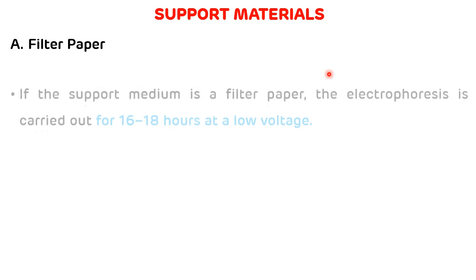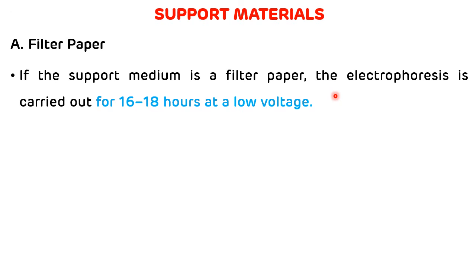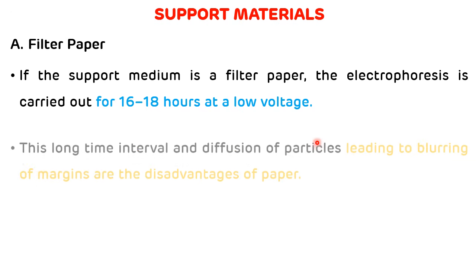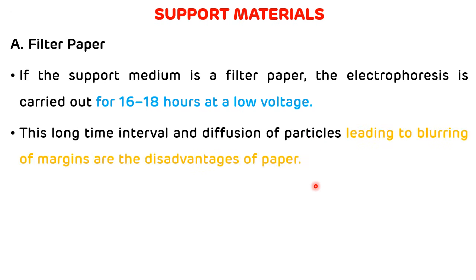Now, what are the various support materials used in electrophoresis? The first one is filter paper. If the support medium is filter paper, then electrophoresis is carried out for 16 to 18 hours at a low voltage. This long time interval and the diffusion of particles leading to blurring of margins are the big disadvantages of using filter paper as a support material in electrophoresis.